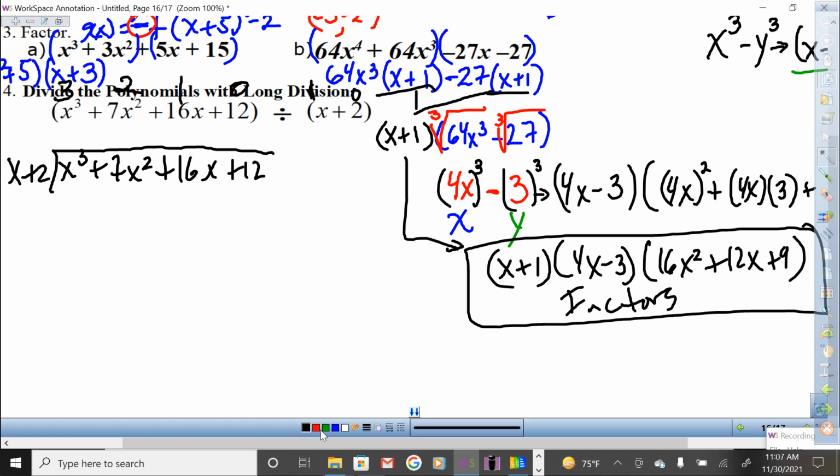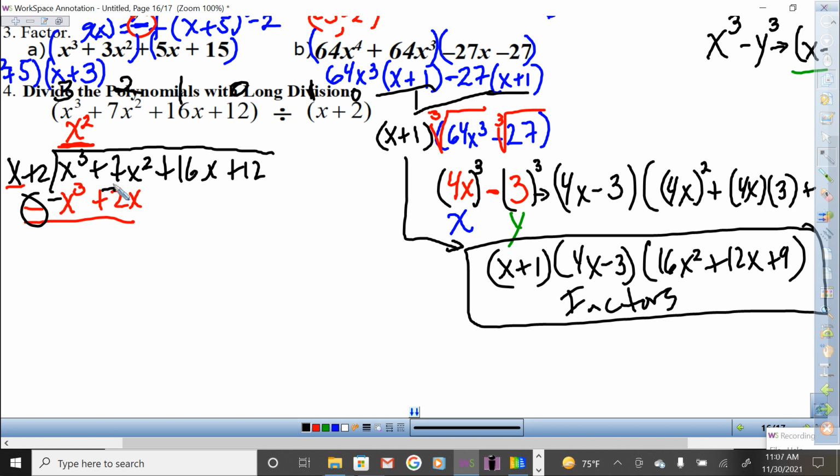All right, so here we go. What number times x gives me x cubed? Everyone? Okay, let me repeat that again. What times x gives me x cubed? X squared, yeah, so that is x squared times x is x cubed. X squared times 2, that's 2x squared. We're going to subtract, and what does that do?